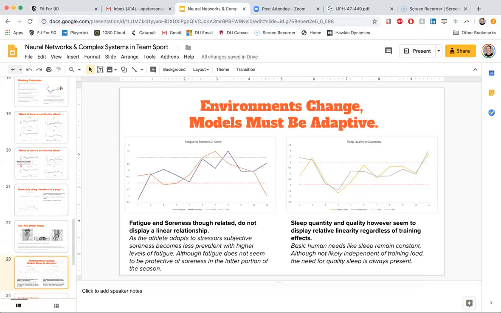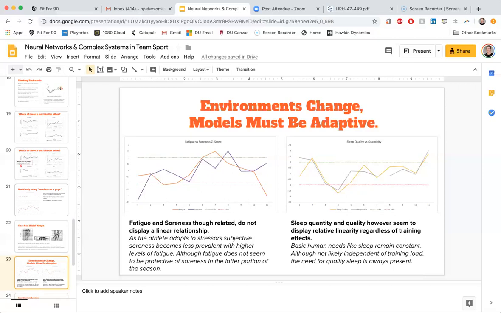And again, we've harped on this now. Environments change, so your model has to be adaptive. Fatigue and soreness, though related, do not have that linear relationship. That's where those hidden layers come in, where maybe certain interventions were done early on in the season that weren't adhered to by the end of the season, or certain habits go by the wayside, sleep quantity drops off, things of that nature. And again, when practice density or game density starts to ramp up, that's when things really start to go to shit.